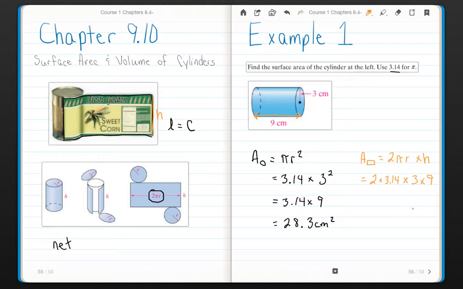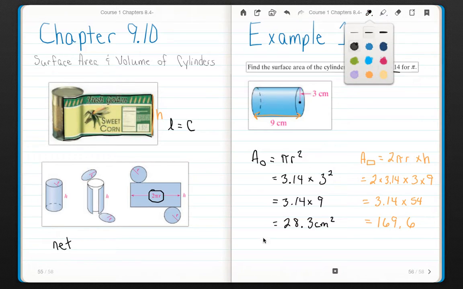So if I multiply all of that together, I get, let's see, 2 times 3 is 6. 6 times 9 is 54. So 3.14 times 54. And yes, you should show all of your steps, but for the sake of space, I'm going to use some mental math here. Equals 169.6. Again, I'm going to round to the nearest tenth.